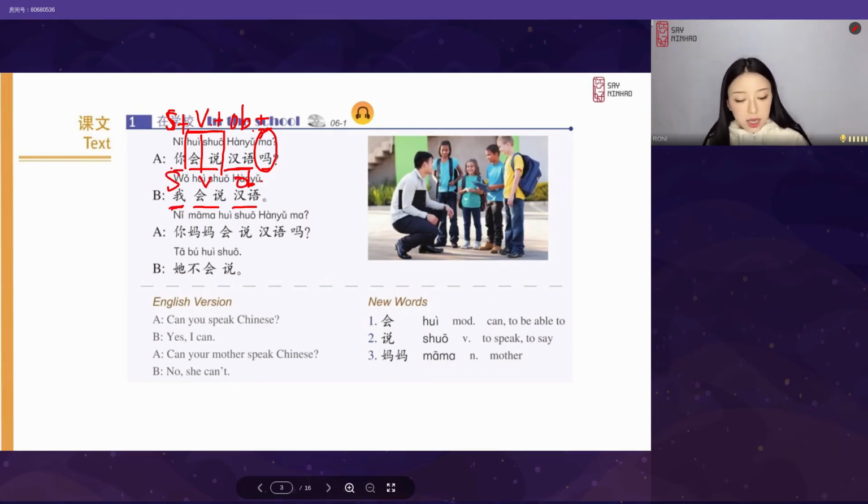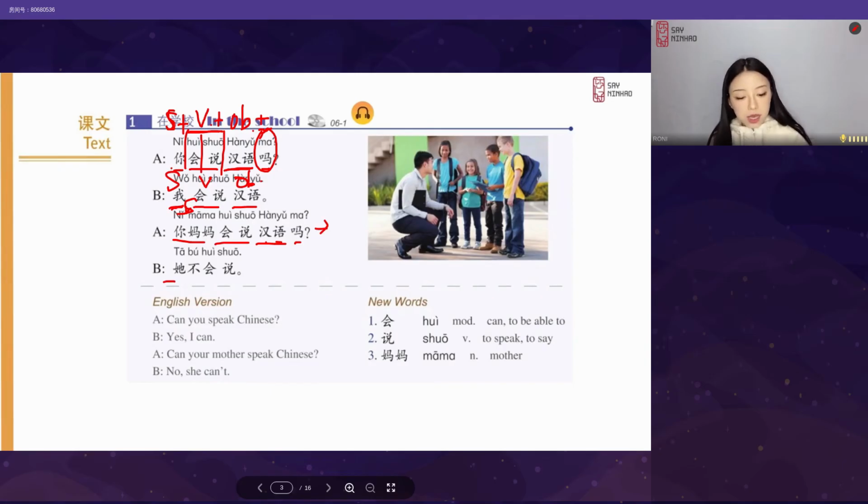Next sentence. 你妈妈会说汉语吗？你妈妈 actually is 你的妈妈, your mother, right? But because mama is a kinship to 你, we can omit the 的 here. So we just simplified 你的妈妈 to 你妈妈. Okay, 你妈妈 is the subject of this whole sentence. And 会说 can speak 汉语 Chinese. Can your mother speak Chinese is the meaning of this one.